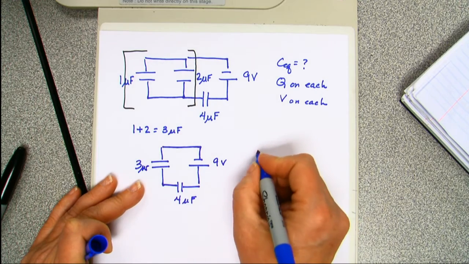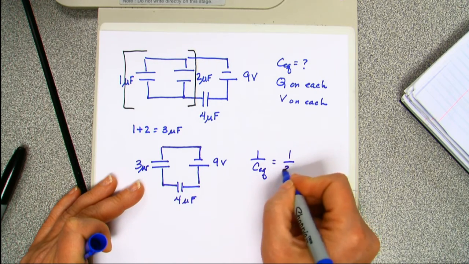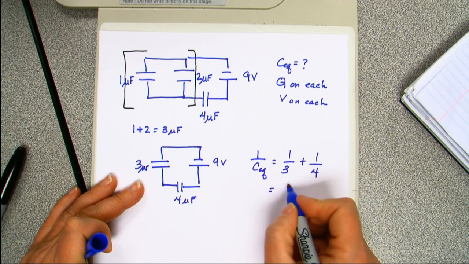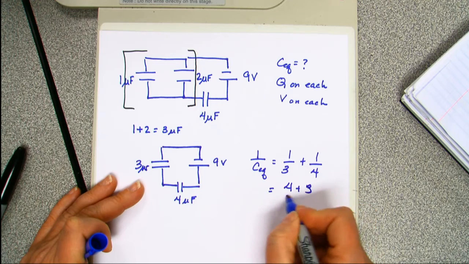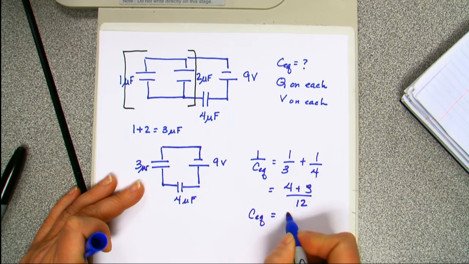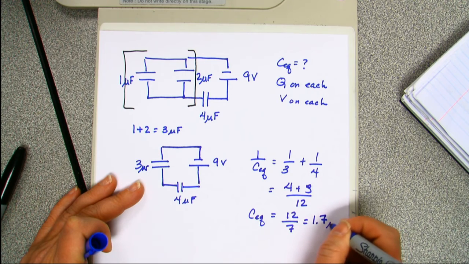So now I have to do 1 over CEQ is equal to 1 over 3 plus 1 over 4. That's going to be 4 plus 3 divided by 12. So CEQ is going to be 12 divided by 7, which is 1.7, and that's in microfarads.